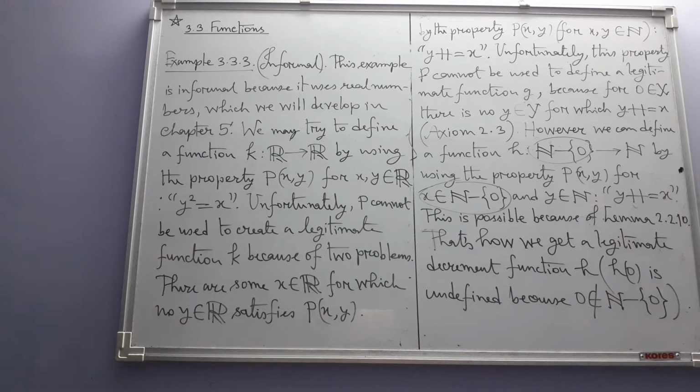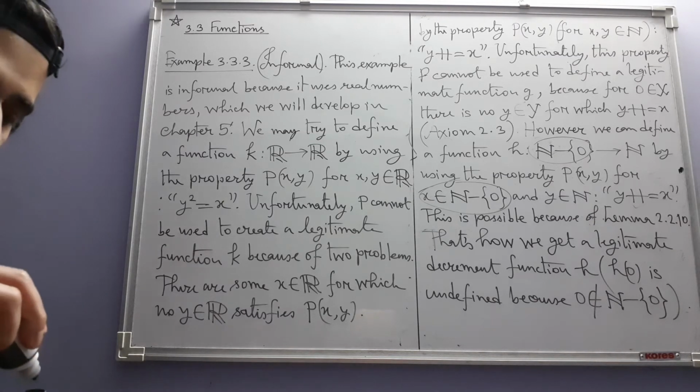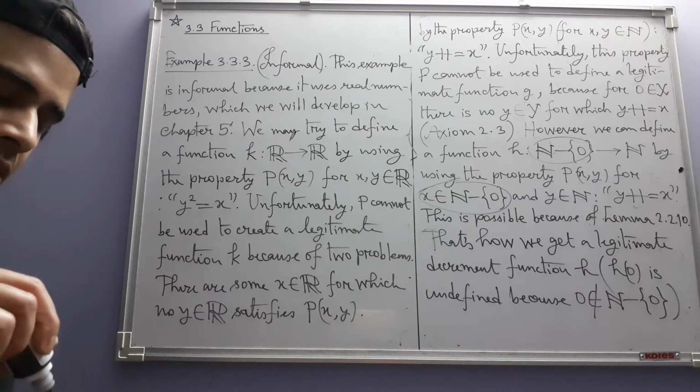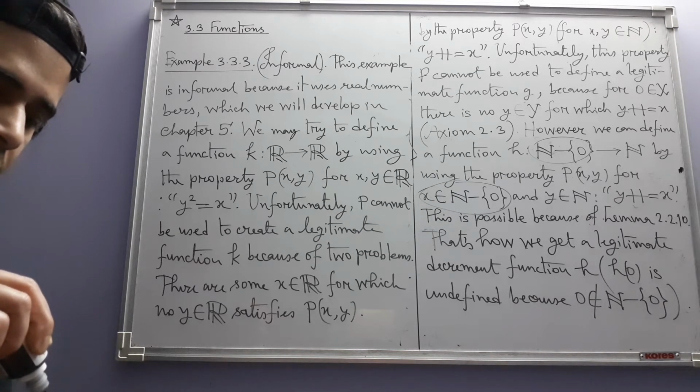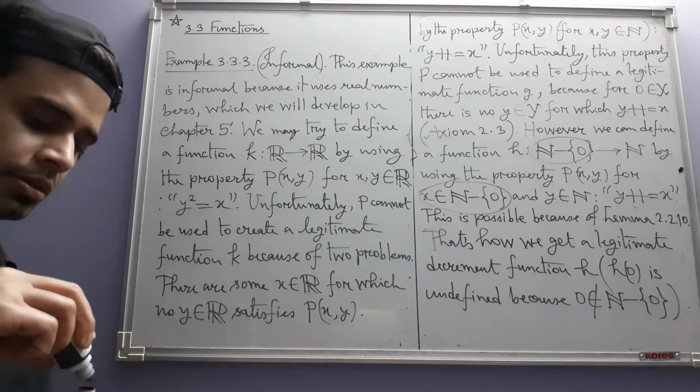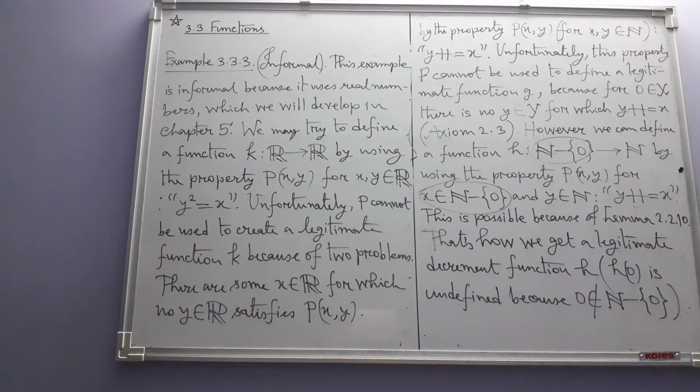So for some real numbers, x will not give you any y. That is one problem. And you probably can guess what those real numbers are. They are the negative real numbers. Because what we want here, we want x to be the square of some real number. But negative real numbers are not squares of any real number. That is one of the problems that prevents this property from creating a function.